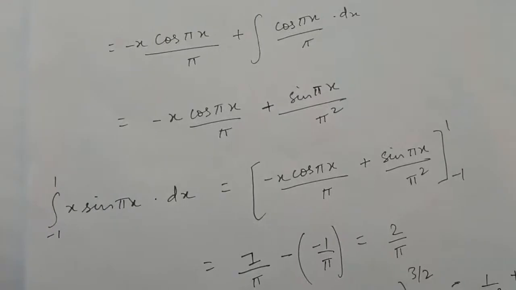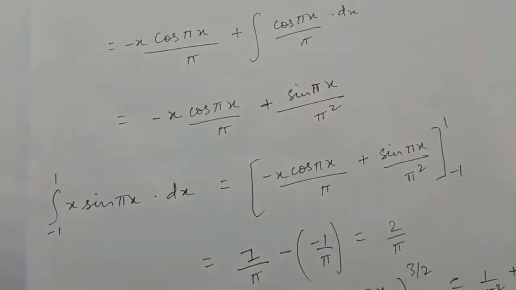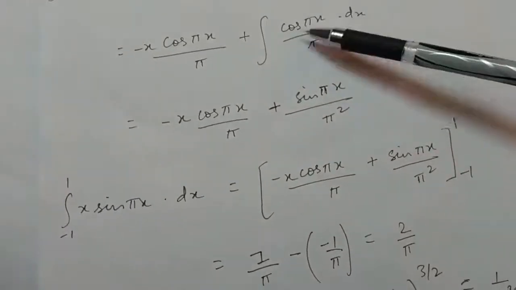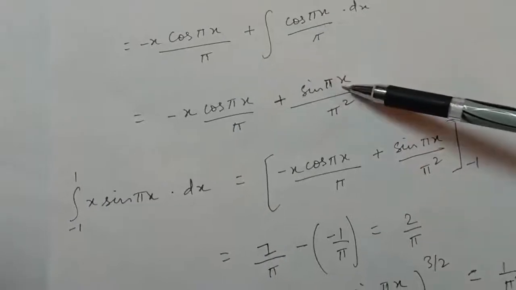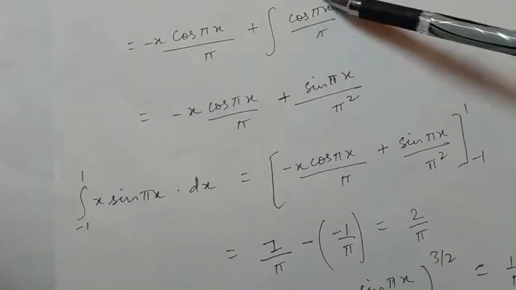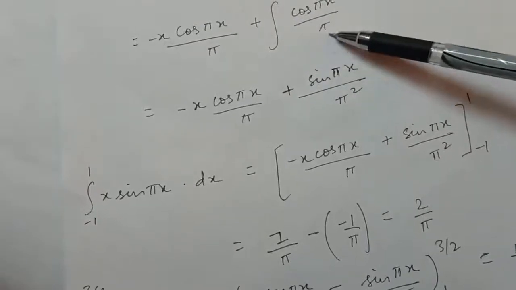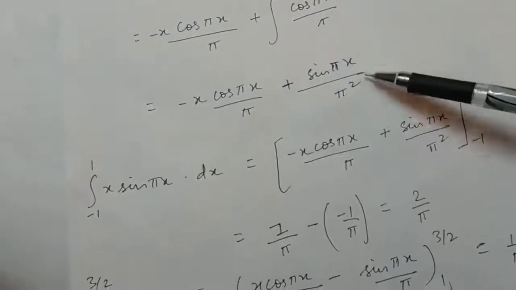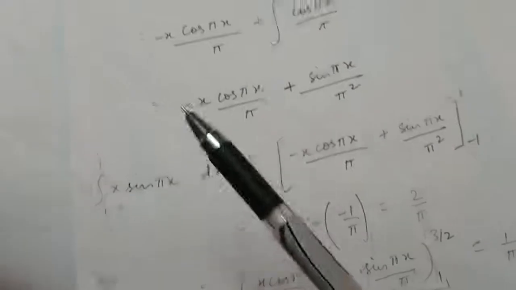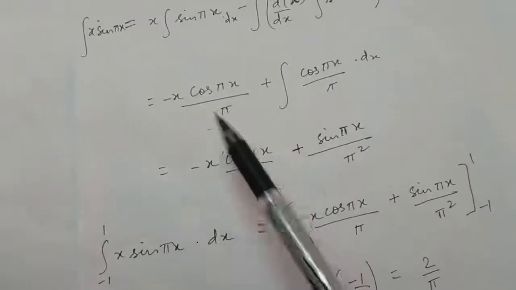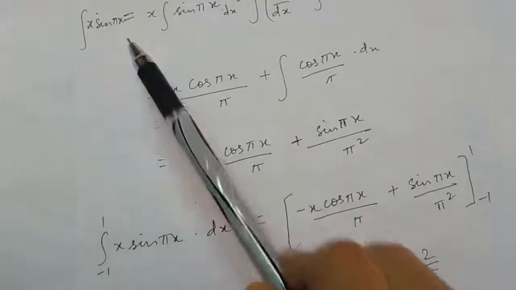Now, minus x into cos pi x upon pi as it is, and integral of cos pi x will be sin pi x upon pi, and pi is already in the denominator, so you will get pi square. This is the indefinite integral of x sin pi x.